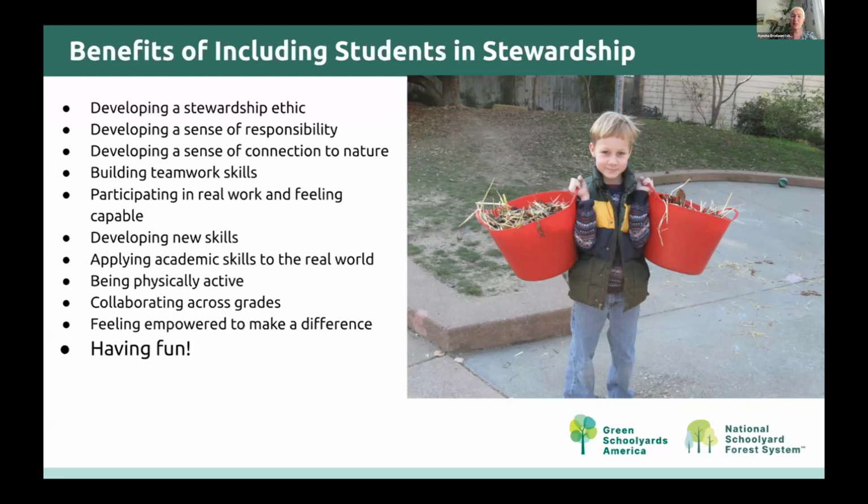And really importantly, it helps them feel empowered, to feel that they are making a difference, especially when we need to provide them as much of a sense of hope as possible. And probably most importantly, they really have a lot of fun participating in this, whether it's during the school day or after school or summer school or special work days.